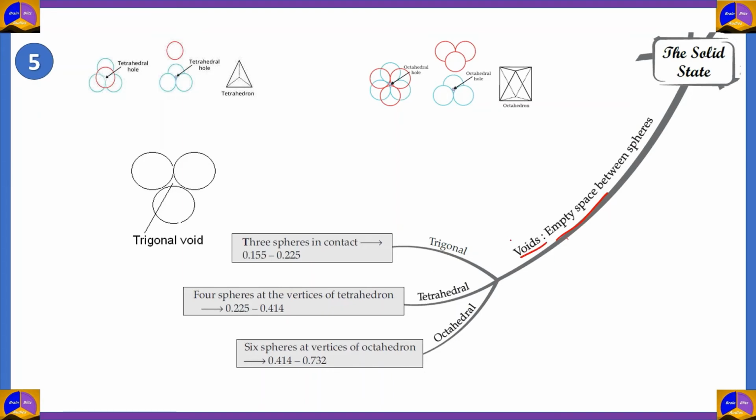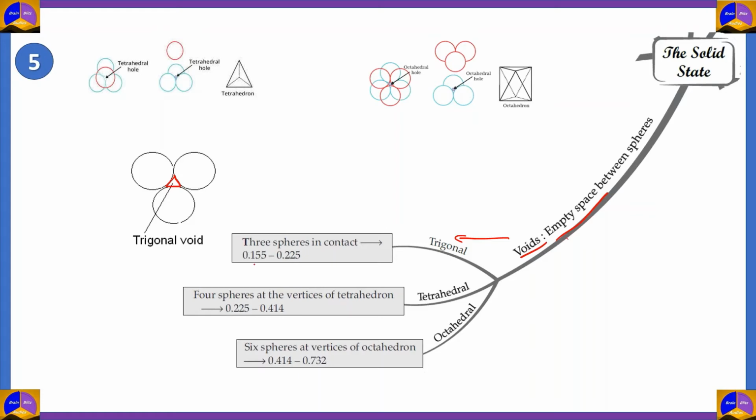Voids, again, are of 3 types. First of all, we have trigonal voids. In trigonal voids, we have 3 spheres in contact. So sphere 1, sphere 2, sphere 3. There is a void here, and this void is called a trigonal void because it has contact with 3 spheres.